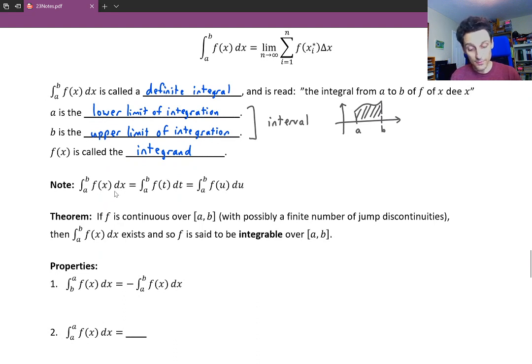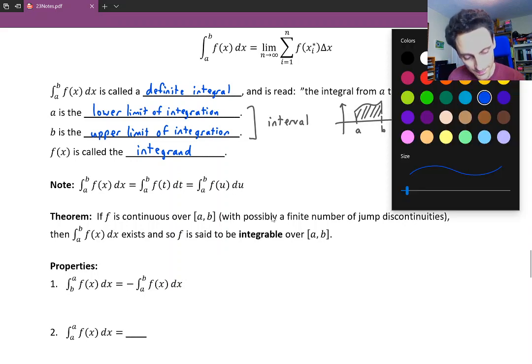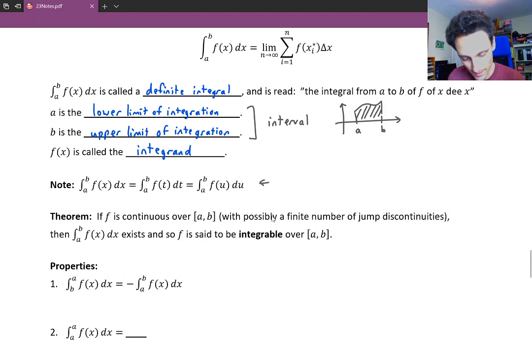And the variable that you use here doesn't really matter. You can use x as your variable, you can use t as your variable, or u as the variable. As long as the function is the same and your limits of integration are the same, then all of these are going to calculate to the same area. In fact, x, t, and u are sometimes called dummy variables because it doesn't matter which one you use here.